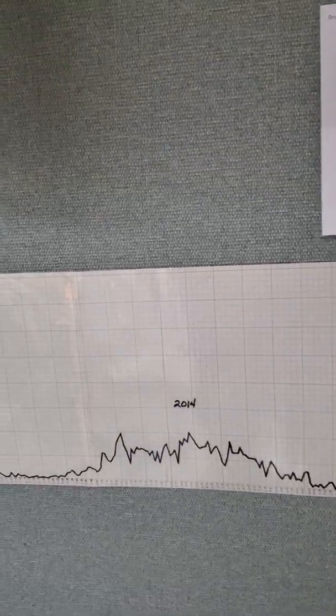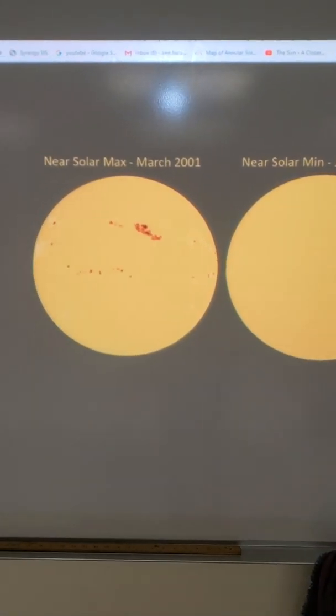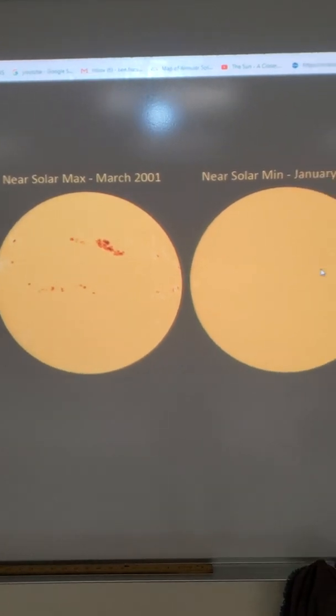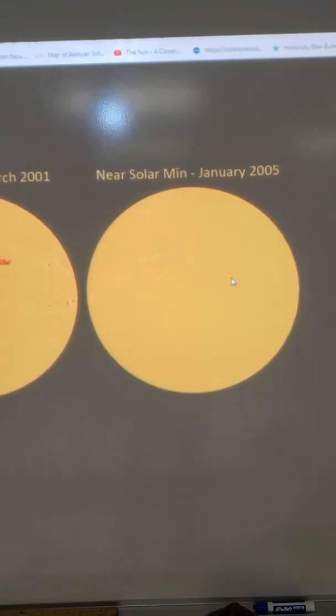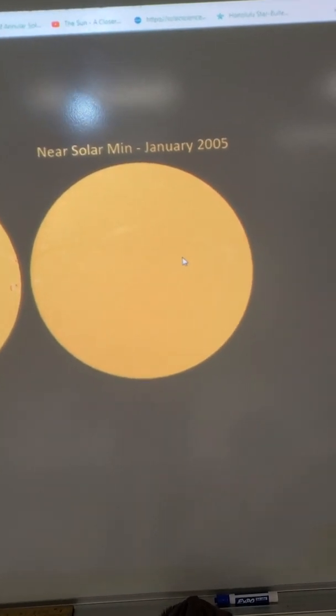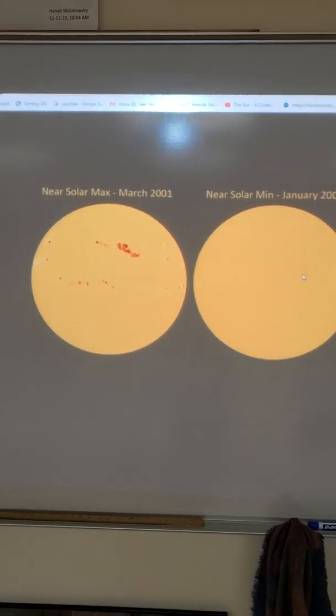Okay? That'd be nuts. Now, I'm going to walk to the side of the room. Stop real briefly here. Here's a picture of the sun, the way it looked in March of 2001 near the solar maximum of that cycle. And then 4 years later, solar minimum. There's like no sunspots, maybe one.